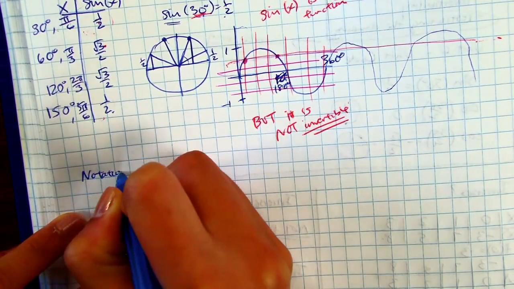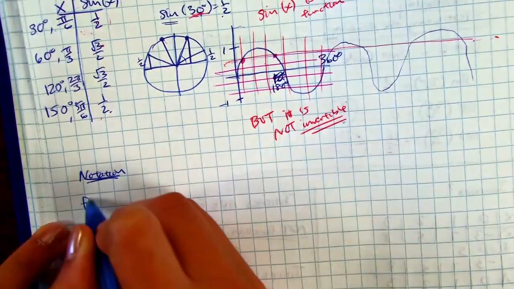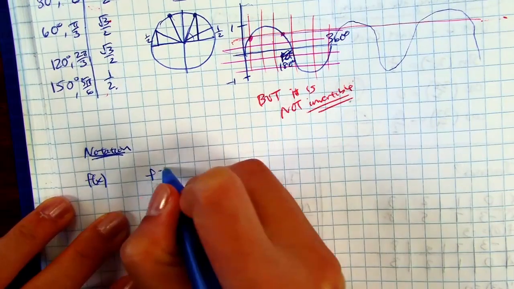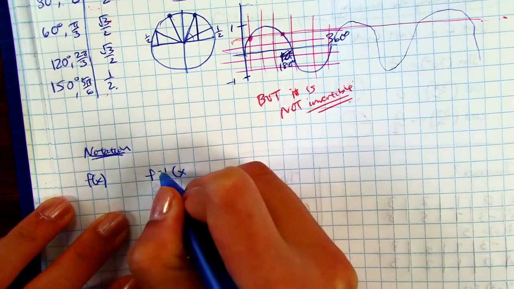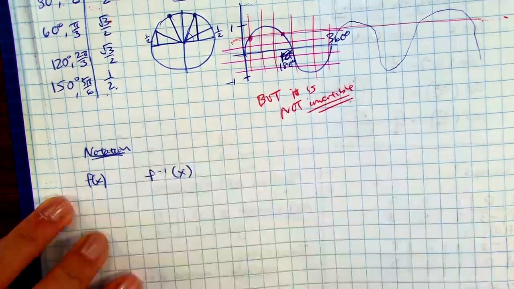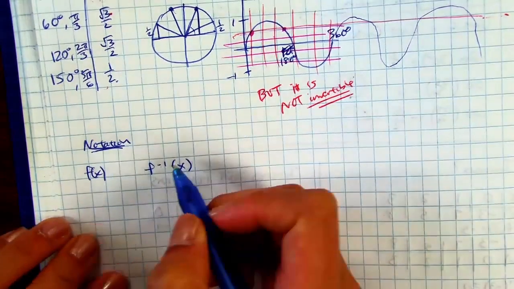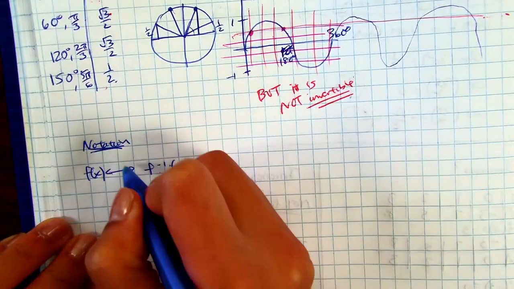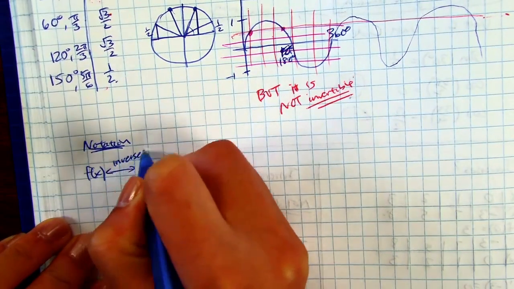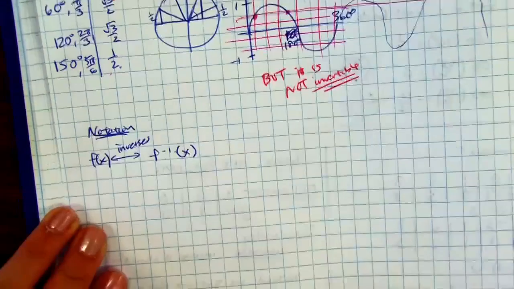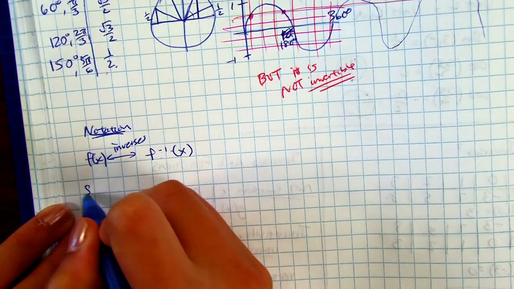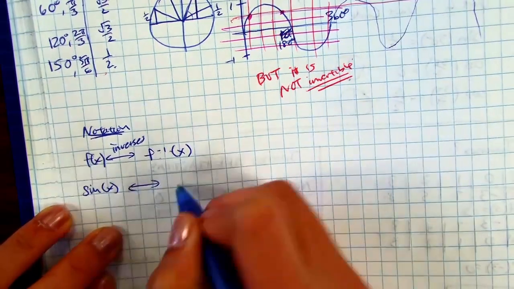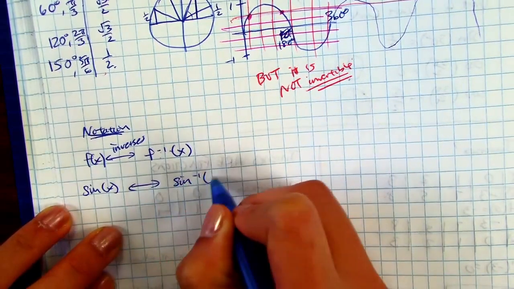So here's some notation. If we have a function f, our inverse function will be written as f to the -1 of x. So this is our inverse function notation of f. So f of x and f inverse of x is written like this. So these are inverses. In much the same way, when we have sine of x, our inverse function notation is written as sine -1 of x.